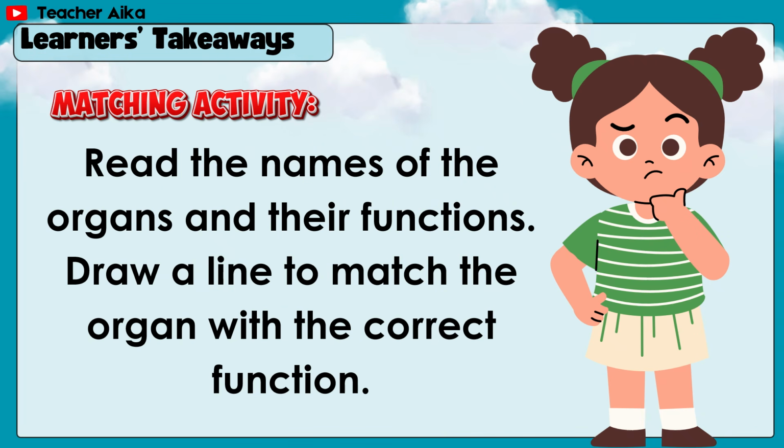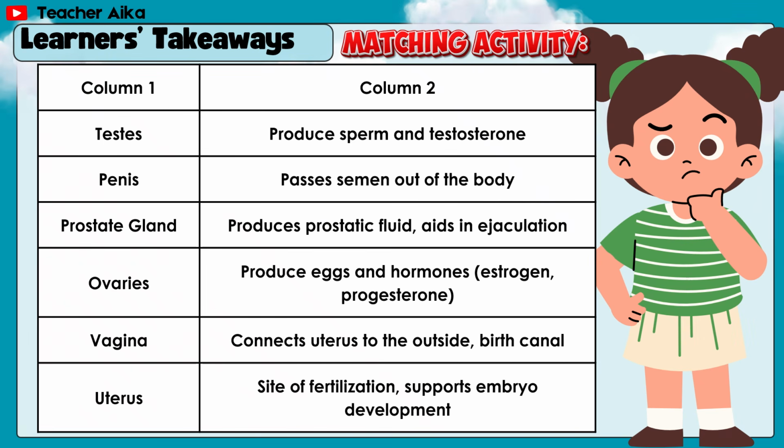Matching activity. Read the names of the organs and their functions. Draw a line to match the organ with the correct function. Let's answer. Testes: produce sperm and testosterone. Penis: passes semen out of the body. Prostate gland: produces prostatic fluid, aids in ejaculation.